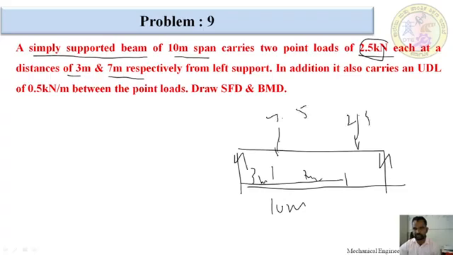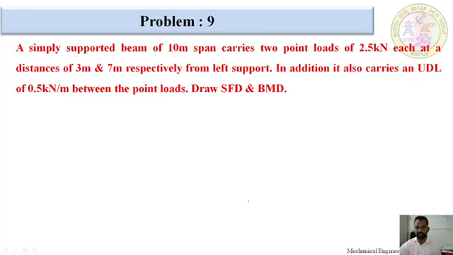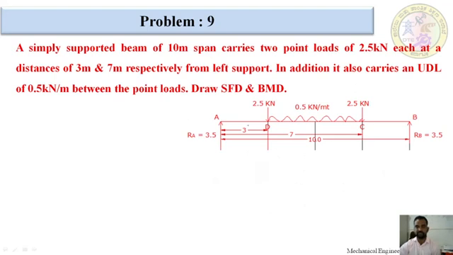And between these two point loads we are having UDL, and this magnitude is 0.5 kilonewton per meter. Draw SFD and BMD. This is the summary about drawing, like this only. 3 meter and 7 meter, and the left-over distance is 3 meter. Also 2.5 of same magnitude. Between 2 point loads we are having UDL of magnitude 0.5 kilonewton per meter.